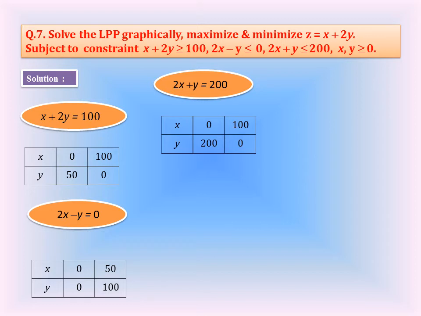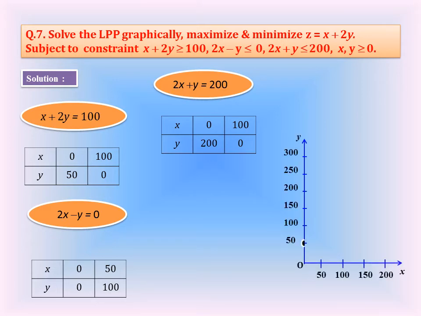When x equal to 0, we get y equal to 200, and when y equal to 0, we get x equal to 100. Let us consider an xy plane. First point is 0 comma 50. Second point is 100 comma 0. Joining these 2 points, observing the first inequality, that is x plus 2y greater than or equal to 100. To find the region, we need to substitute x equal to 0, y equal to 0 in the first inequality. We get 0 is greater than or equal to 100, which is a false result. Hence, we need to shade away from the origin.